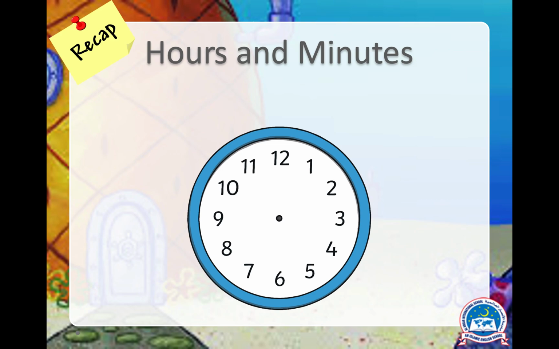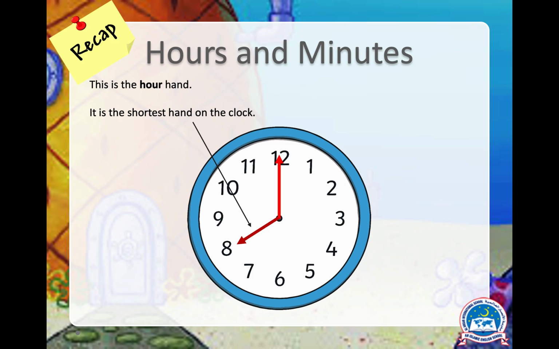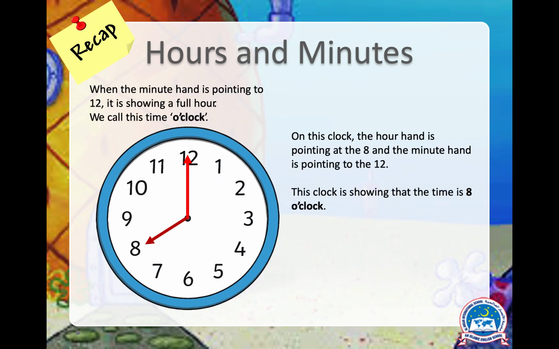Let us recall the hours and the minutes on a clock. The hour hand is our shortest hand on our clock. This one always points to a number. Then we have the minute hand. This minute hand is longer than the hour hand. This one moves quicker around the clock.